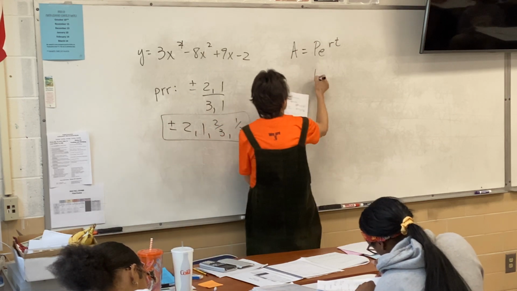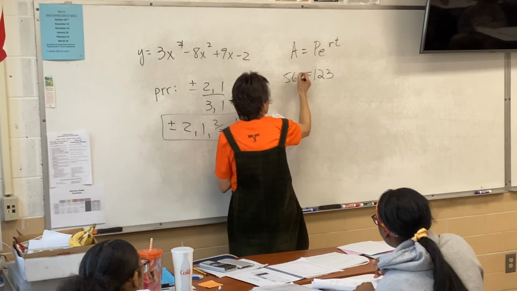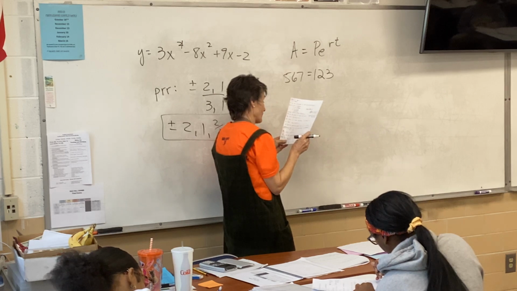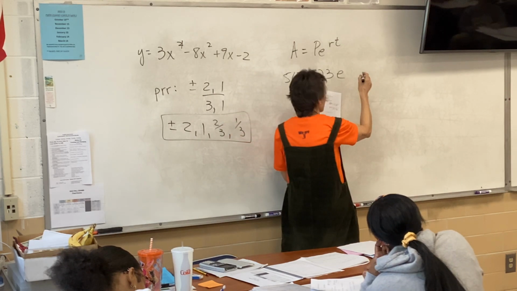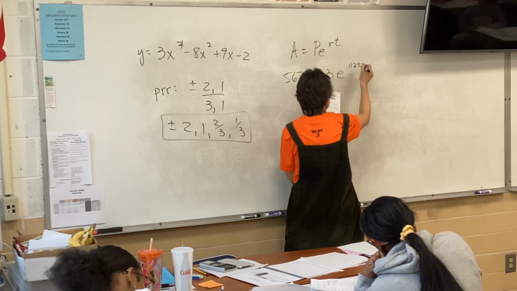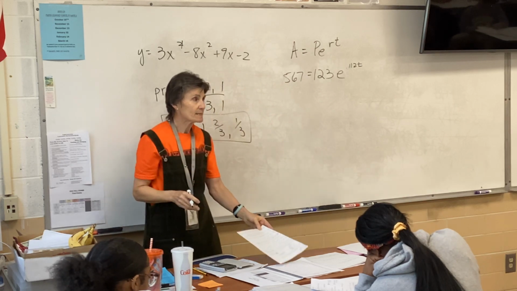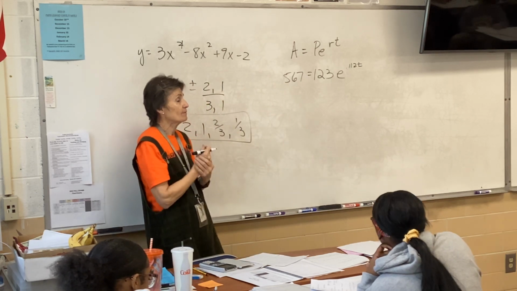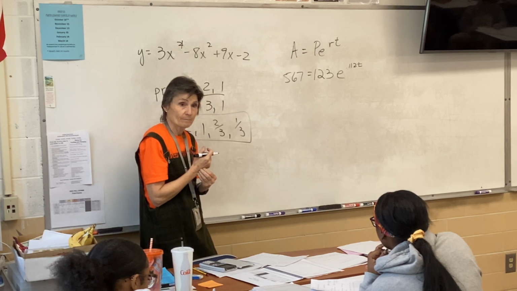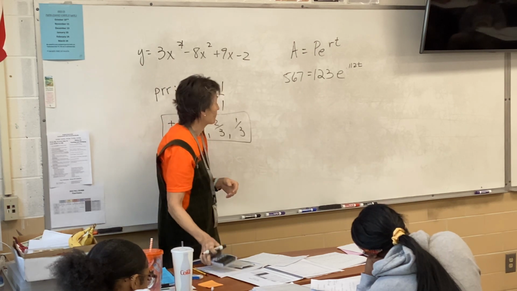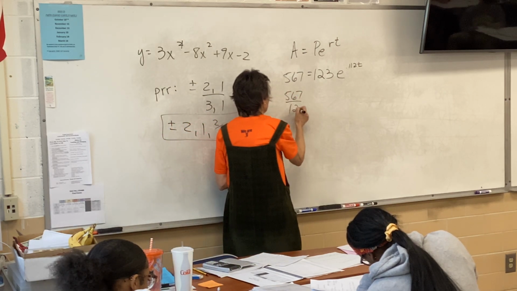We want to start with 123 and end up with 567. This growth constant they gave us as a percent, so change it: 0.112. If they give it to you as a decimal, that's fine. If they give it to you as a percent, you gotta change it into a decimal. First step, divide.